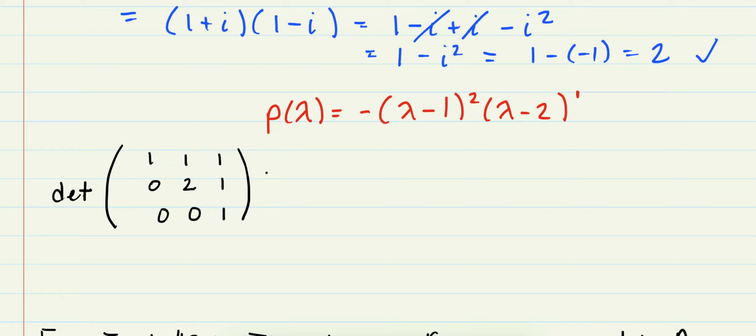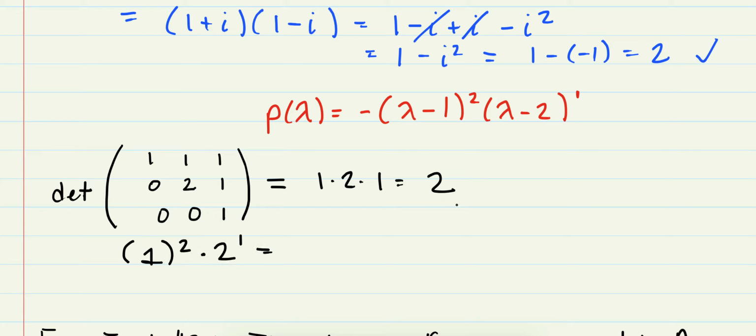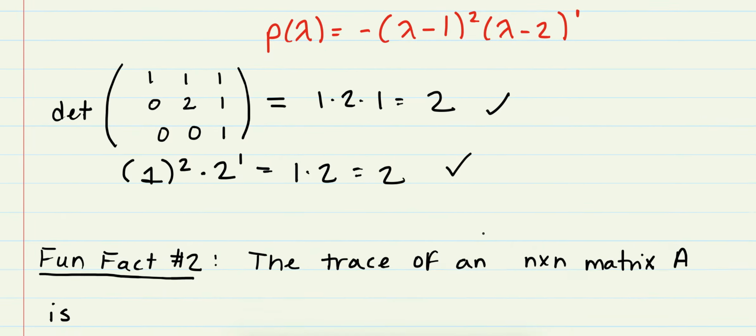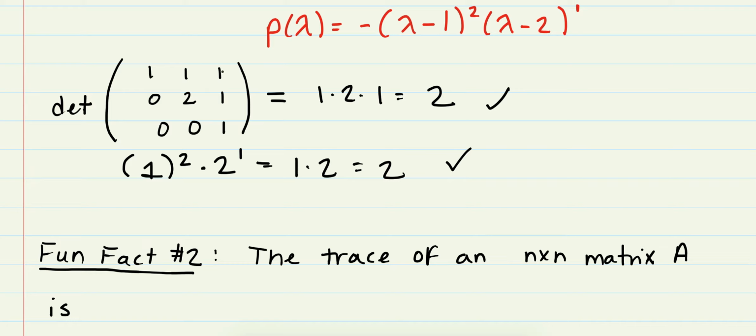Let's take the determinant of this matrix. Well, it's an upper triangular matrix, so the determinant is just 1 times 2 times 1, which is 2. And now let's see if we take 1 raised to the 2 times 2 raised to the 1, if we get this number. This is just 1 times 2, which is 2. So we get the same thing. And this works for any matrix you put here.